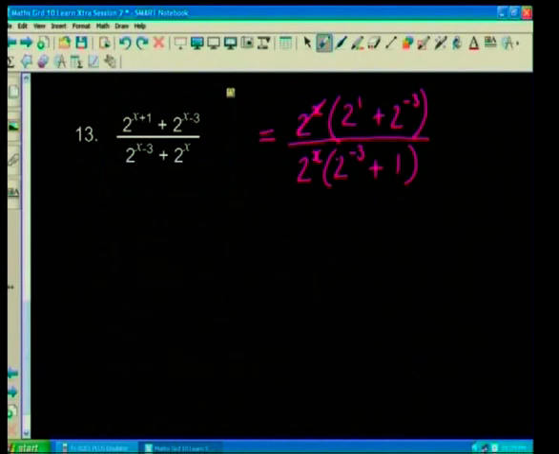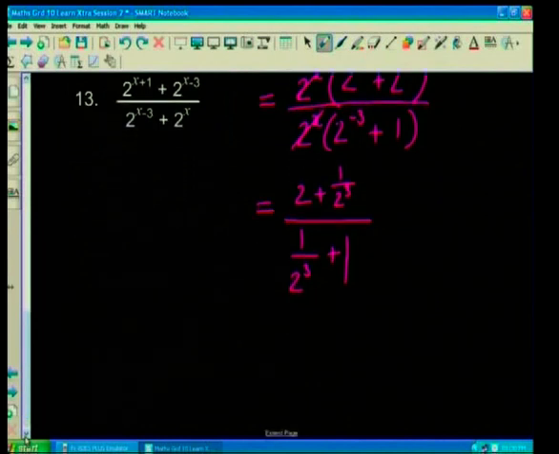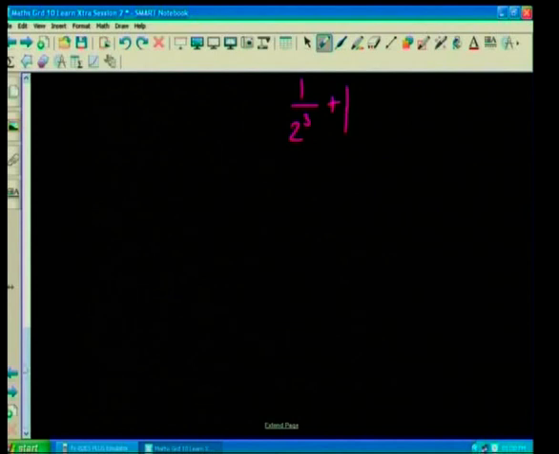2 to the power of x cancels with 2 to the power of x, and we're left with 2 plus, and what is 2 to the negative 3? It's 1 over 2 to the power of 3. And at the bottom, you've got 2 to the power of negative 3, which is 1 over 2 to the power of 3 plus 1. Let's make that 1 longer. Okay, am I finished? No, I'm not. I've got to still work out what's going on over there.